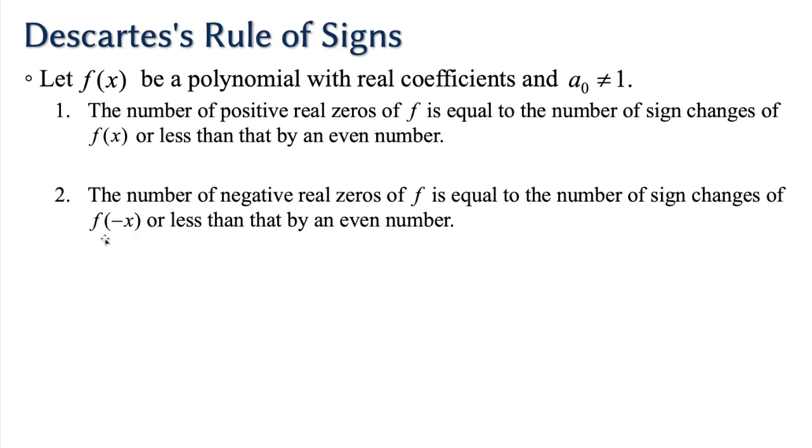And the same is true when looking at f of negative x. If you look at the sign changes of f of negative x, that will be the maximum number of possible negative real zeros, or again, less than that by an even number. So again, let's say you were looking at f of negative x, and it had 3 sign changes. Then you could have a possibility of 3 or 1 negative real zeros.